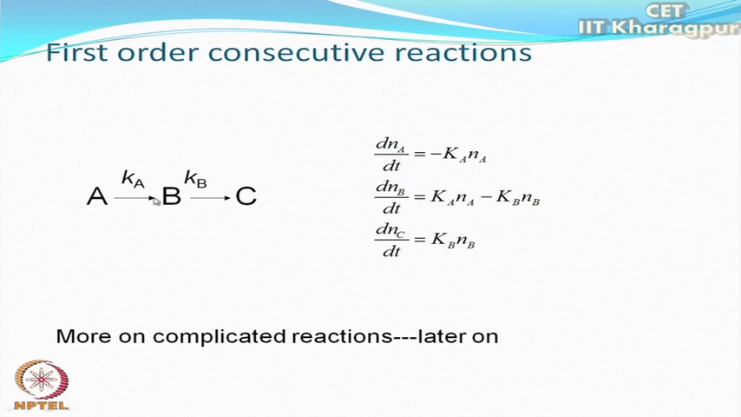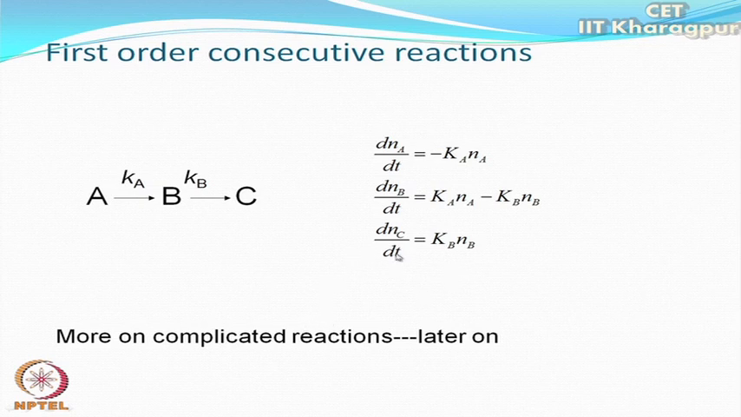So, you see that for the first step, that is Ka, dNA/dt, that is the number of moles of A changing with time, is minus Ka Na. dNB/dt means it is produced and it is depleted. And dNC/dt, the rate of change of C with time, is Kb Nb, because this is the step which is responsible for the formation of C. This is basically formation of C, not depletion, it is the formation of C.